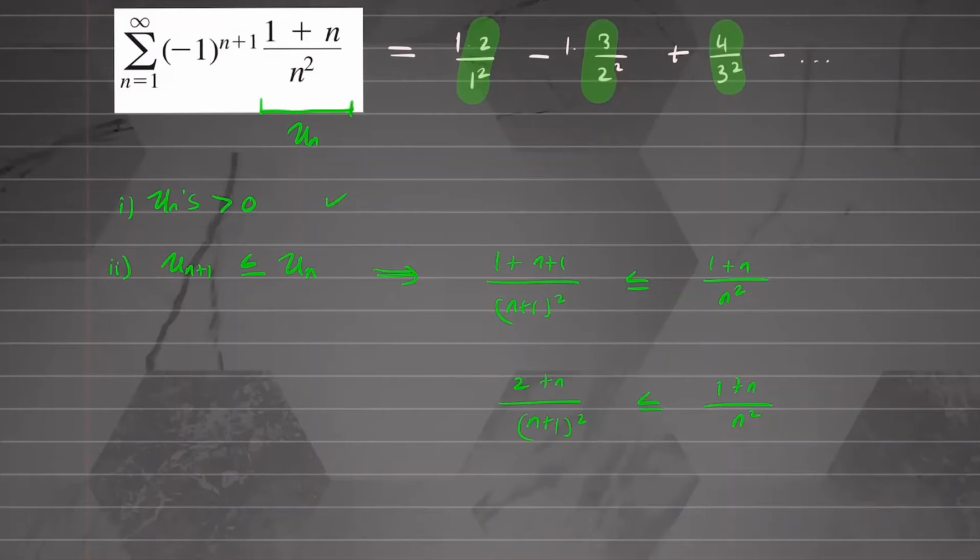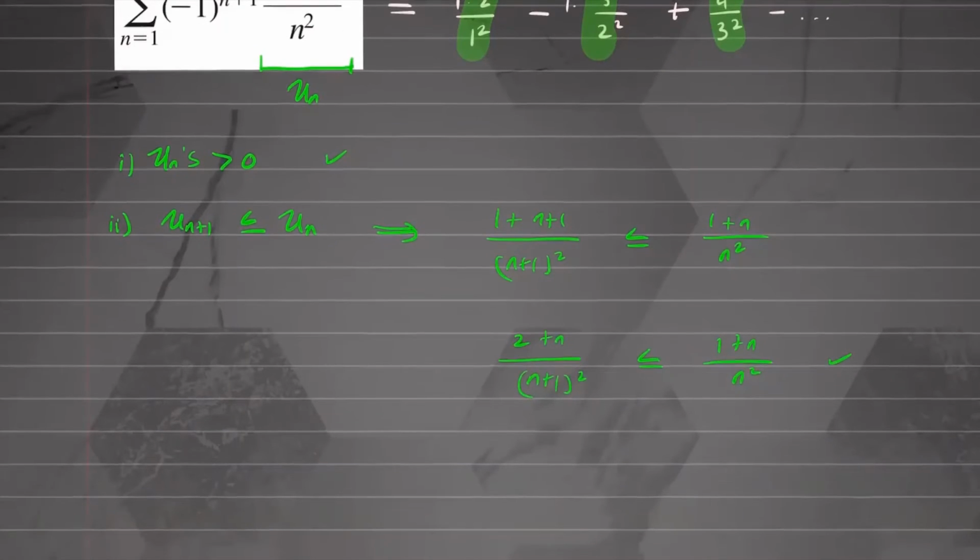Here you can tell that this has more terms in the denominator than this one. So clearly it's going to be less than that one. So this is also true. If you want, you can test the derivative and show that it's negative on a certain interval. But I'm going to go with it's true just by observing.